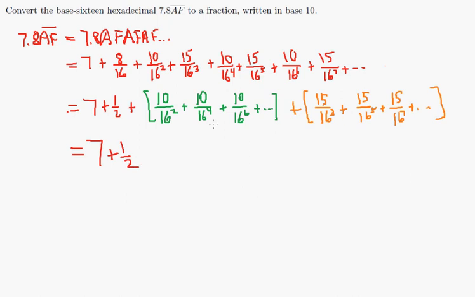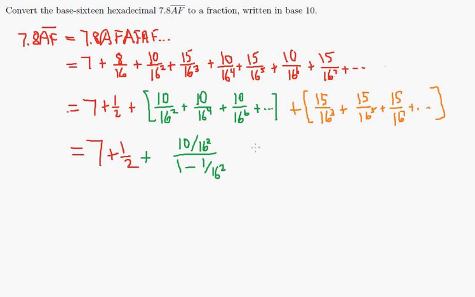The terms in green are a geometric series. The first term of the geometric series is 10 over 16 squared. And the common ratio is 1 over 16 squared. I multiply by 1 over 16 squared to go from one term to the next term. Then I would multiply this one by 1 over 16 squared to go to the third term, and so on. So the common ratio is 1 over 16 squared. Using the formula for an infinite geometric series, I have first term a over 1 minus r, and the r is 1 over 16 squared, 1 over 256.